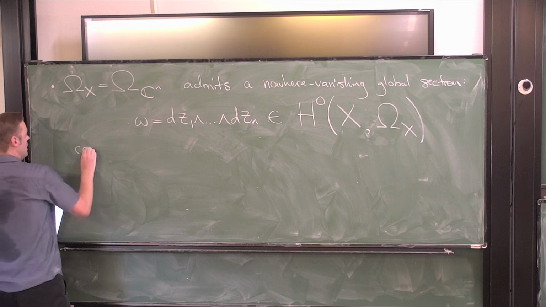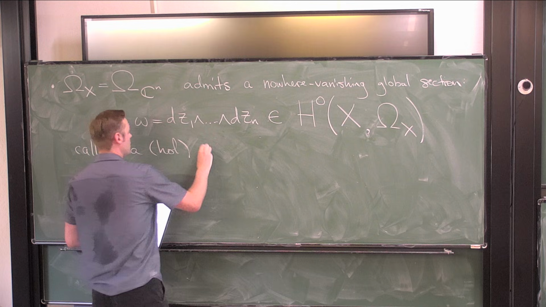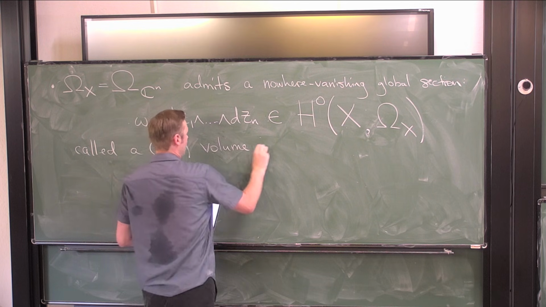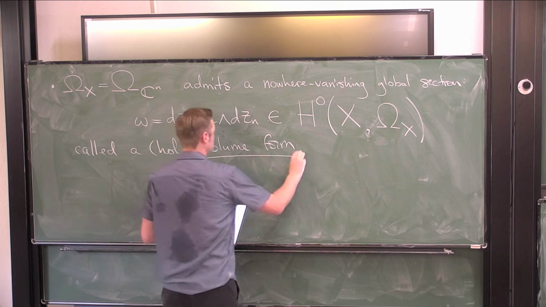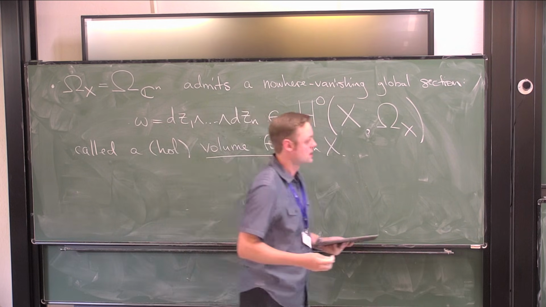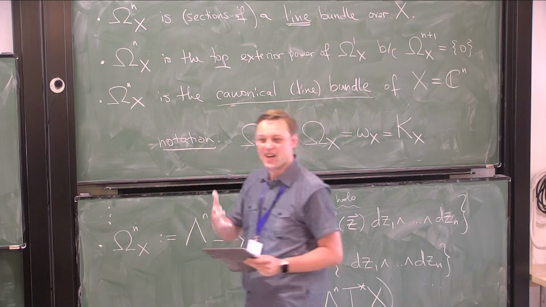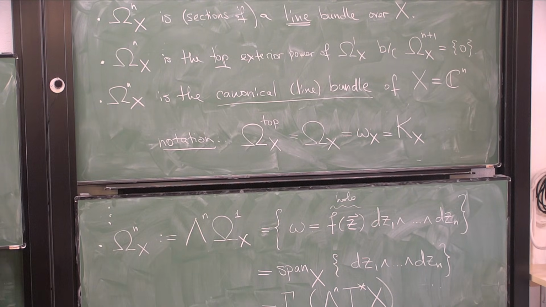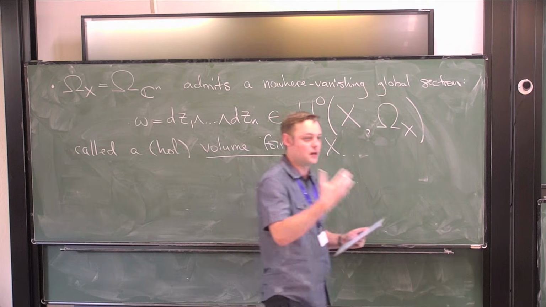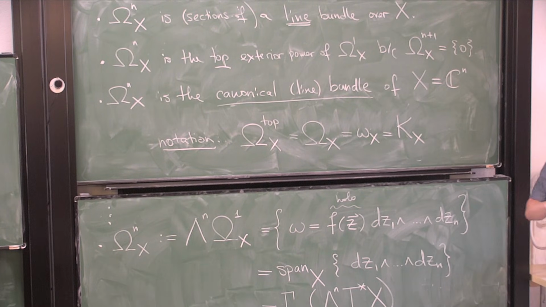So it's called a holomorphic volume form on X. So in other words, this complex manifold X, the Euclidean space C to the n, has a special property in that it has a volume form. I can take this volume form and integrate over it and get some kind of version of volume.